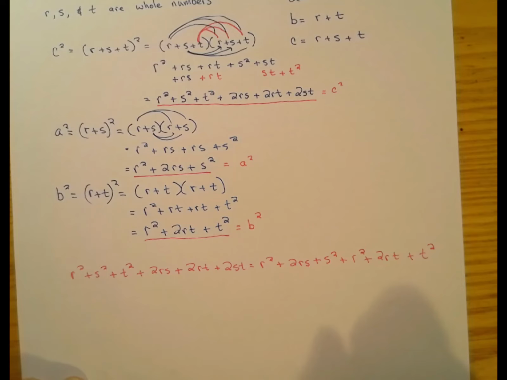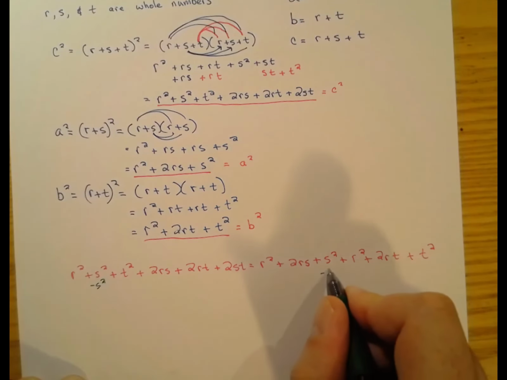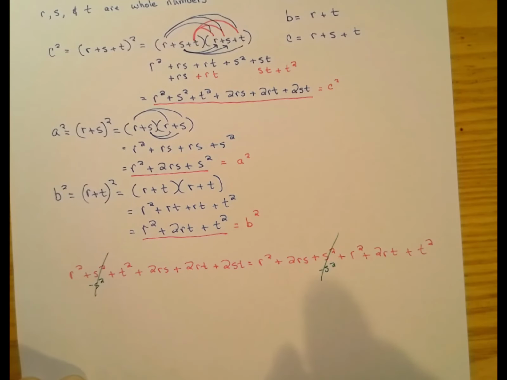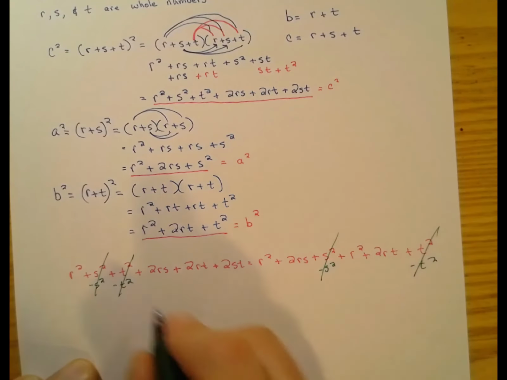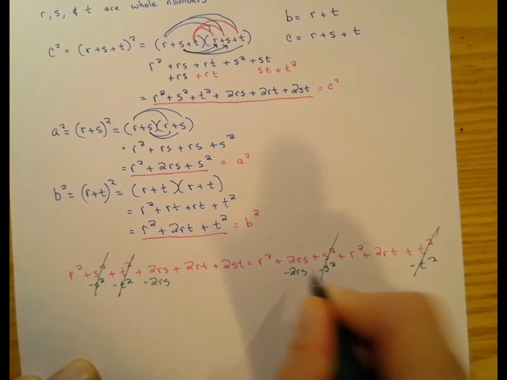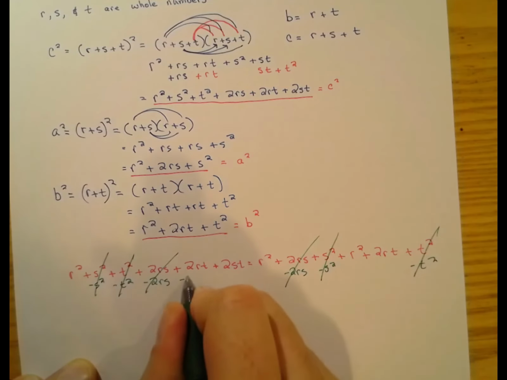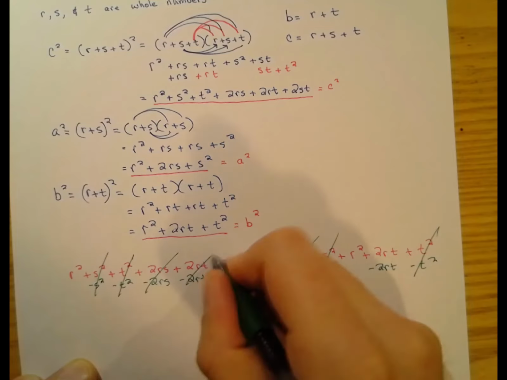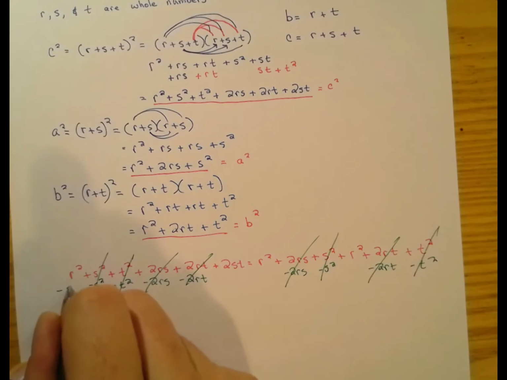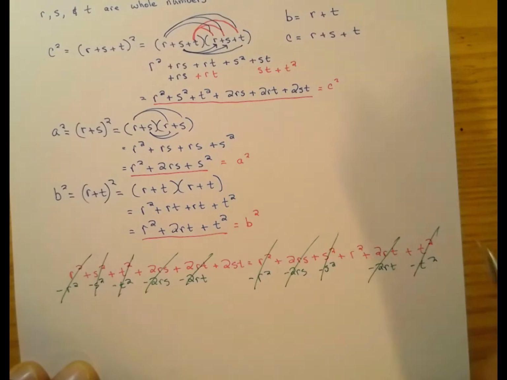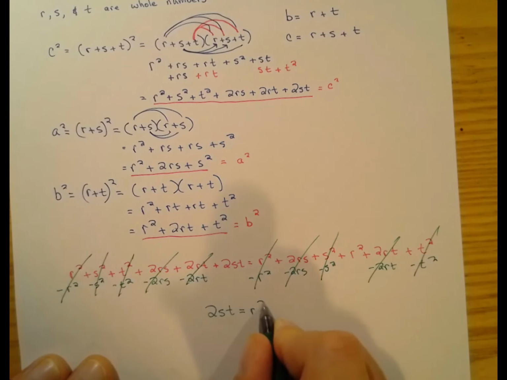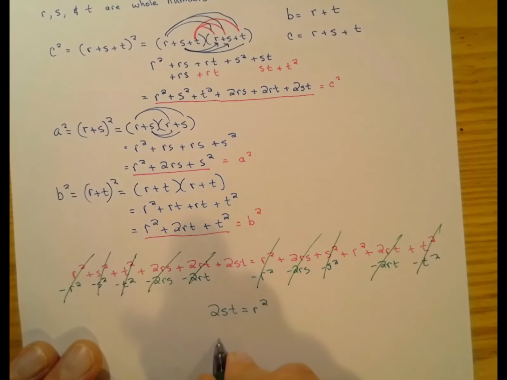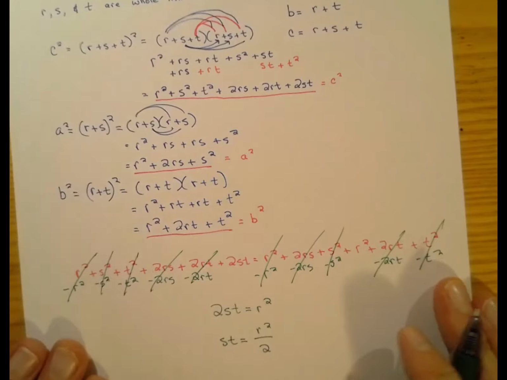Check this out. We can subtract an s squared from both sides. So those terms go away. We can subtract a t squared from both sides. Those terms go away. We can subtract a 2rs from both sides. Those terms go away. We can subtract a 2rt from both sides. Those terms go away. We can subtract an r squared from both sides. Those terms go away. And what are we left with? We are left with our condition. 2st has to equal r squared. That must mean st is equal to r squared divided by 2. So that's the main key.